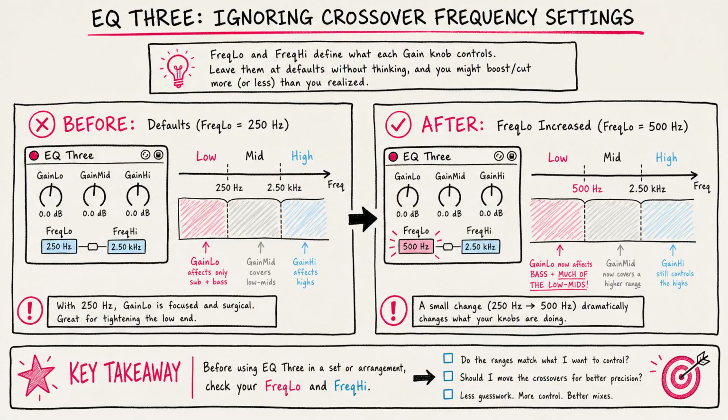Many producers leave FreqLo and FreqHi at their defaults without considering how these settings shape the device's behavior. Adjusting FreqLo from 250 Hz to 500 Hz dramatically changes what the GainLo knob affects. Suddenly you're controlling not just bass, but significant low-mid content. Before using EQ3 in a performance or arrangement context, take a moment to consider whether the default crossover points serve your needs or whether adjustments would give you more appropriate control over your frequency ranges.